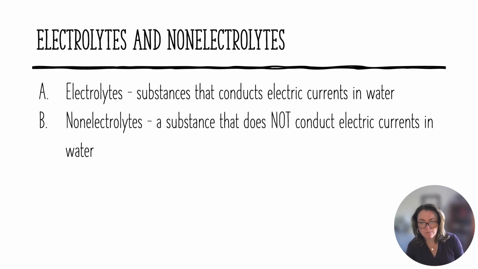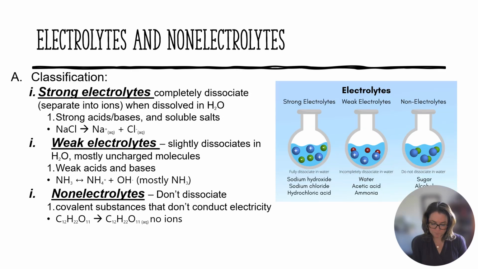of ions. Non-electrolytes are substances that do not conduct electricity or electric currents in water, and this is because they have no ions in solution. All right, so we're going to break electrolytes down into three different categories. We have strong, weak, and non-electrolytes.